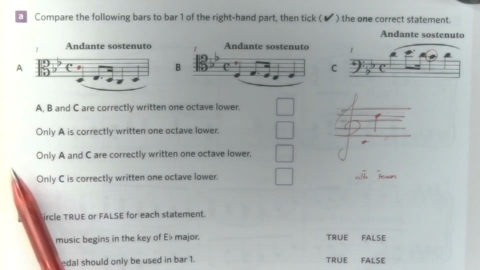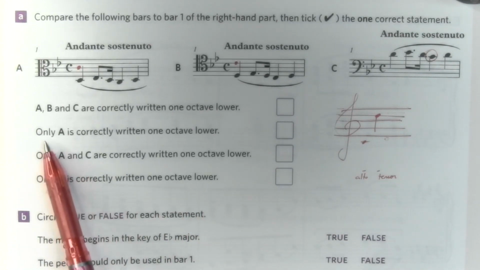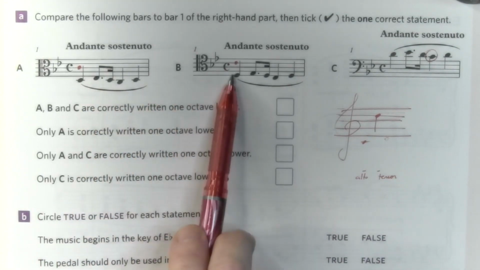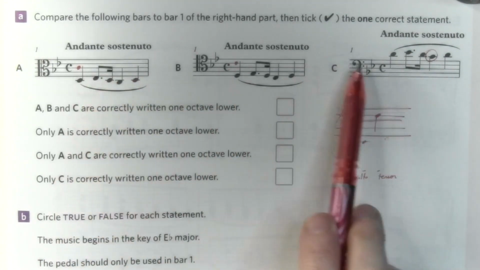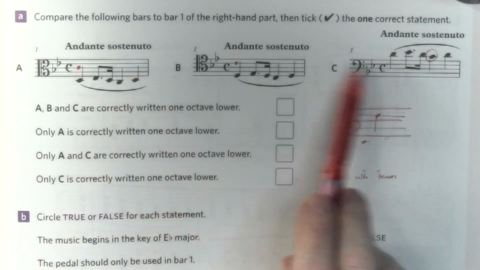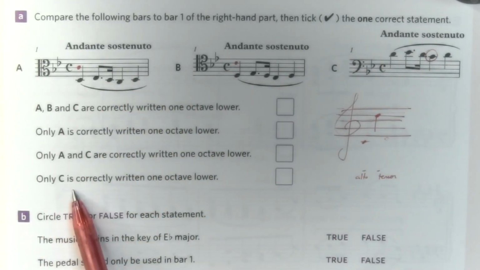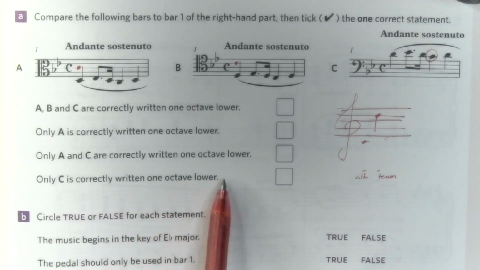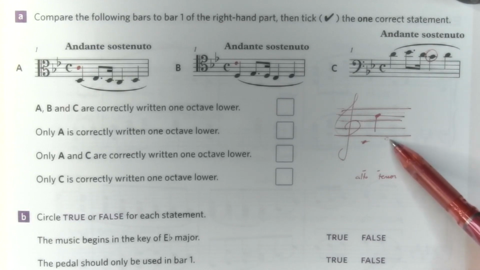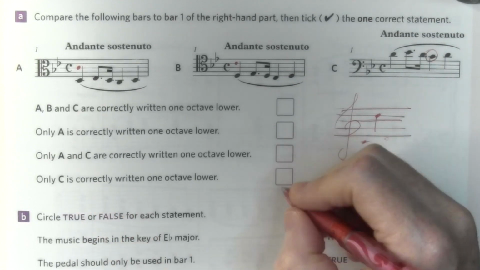And by the way, we have only one correct statement here. Only A is correctly written 1 octave lower. This is impossible because these 2 are the same. Only A and C are correctly written 1 octave lower. This is also incorrect because only A and B are the same. A and C are not the same. Only C is correctly written 1 octave lower. So, as we said, this will be the note in the bass clef. So, this is the only correct statement.